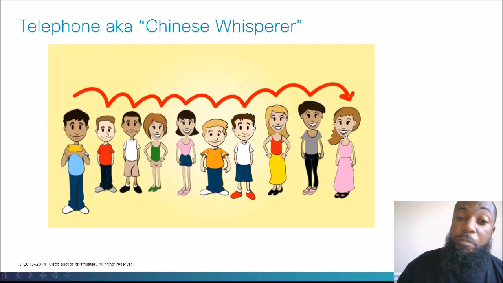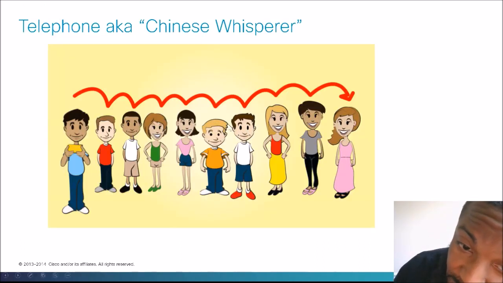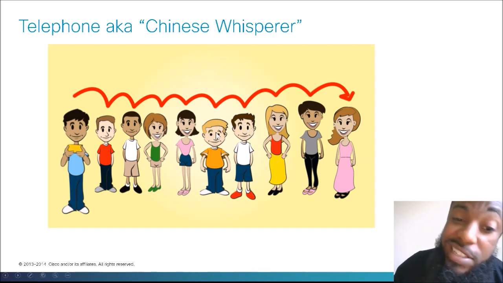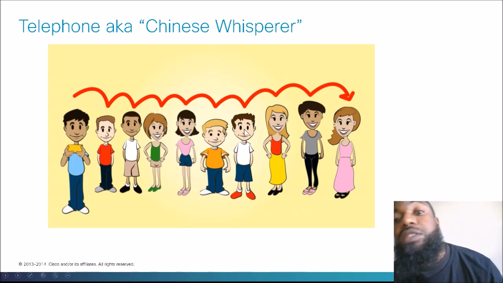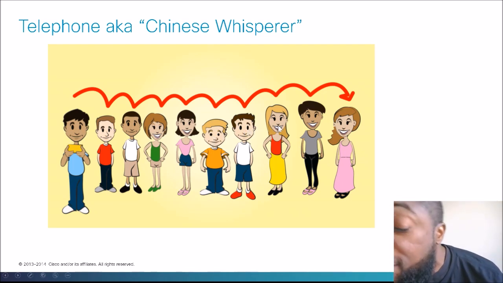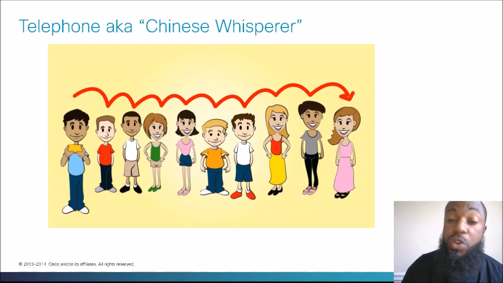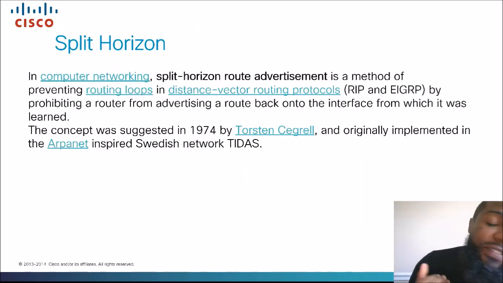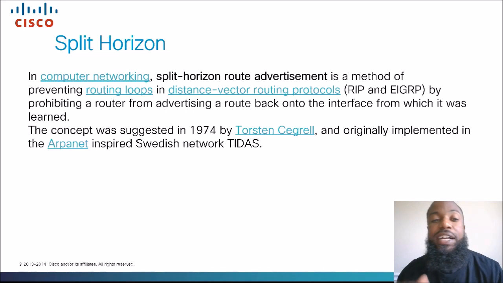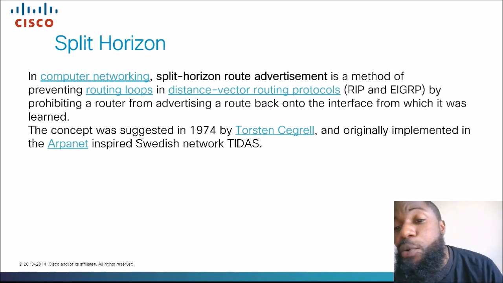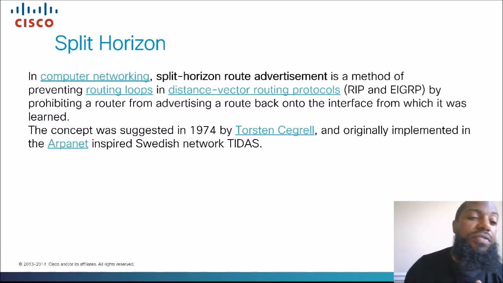So in other words, let's pretend these two kids are routers, right? He knows not to whisper it back to him because he already knows the message. He's supposed to whisper that same message on to this girl right here, and she's supposed to whisper it to her, and so on and so forth. That's the way sharing routes is supposed to work, right? The concept was suggested in 1974. A little trivia for you real quick: it was suggested in 1974 by Torsten Kegrell. I don't know if I'm pronouncing that right. And it was originally implemented in the ARPANET-inspired Swedish network TDAS.